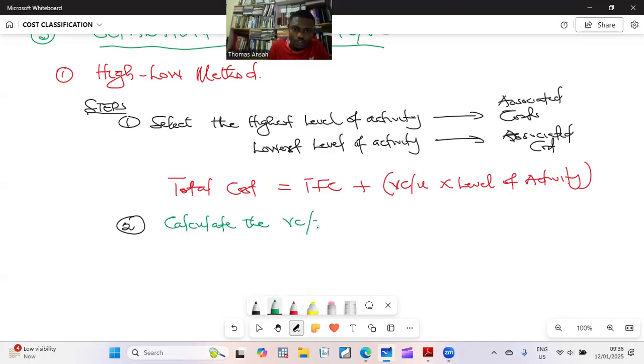Variable cost per unit. And how do we calculate variable cost per unit? This is how we do it. Variable cost per unit, that is why you selected this, is equal to the cost at the highest level, the ones you found here.